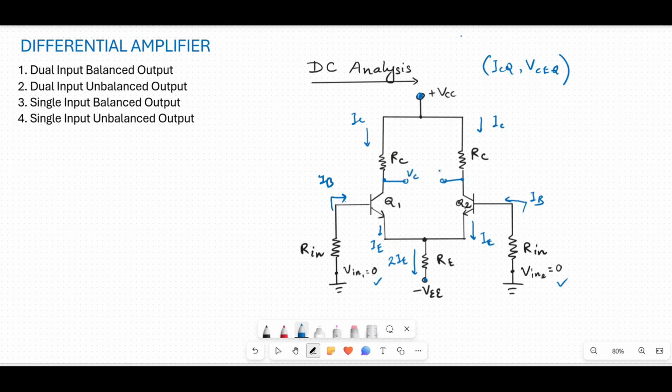Okay, so suppose VC and VC, these both are at the same potential, so we are naming them the same. So we'll be doing the DC analysis, that is, determining the values of ICQ and VCEQ across transistor Q1, and the same can be applied to transistor Q2. So let's start the derivation.